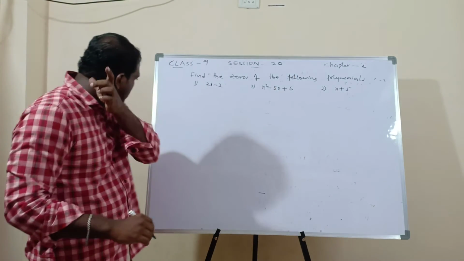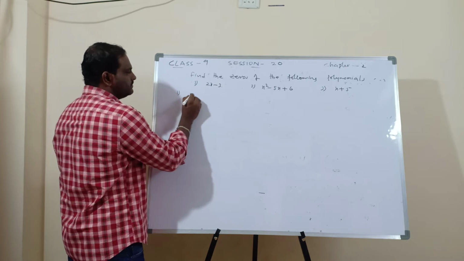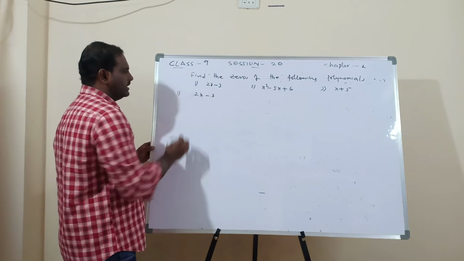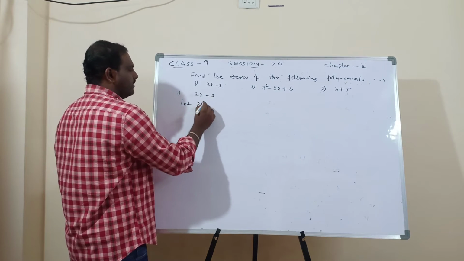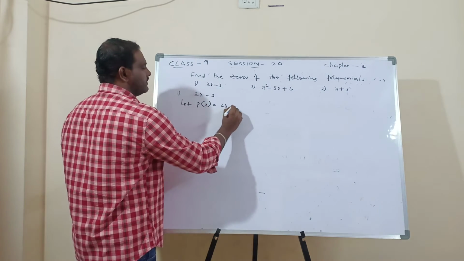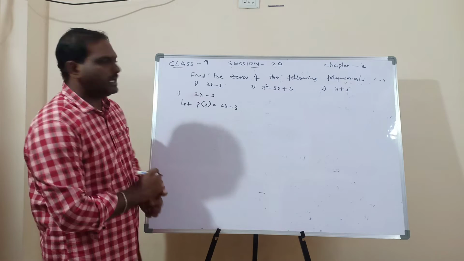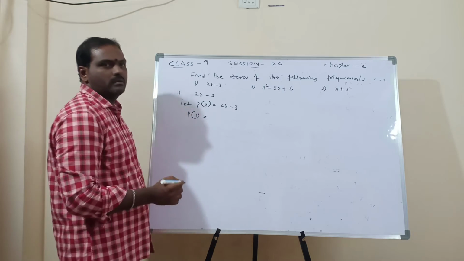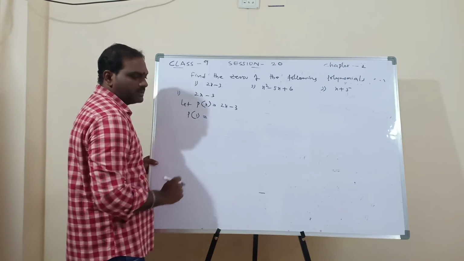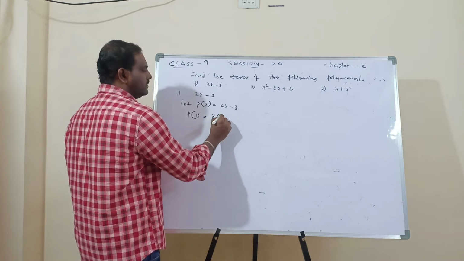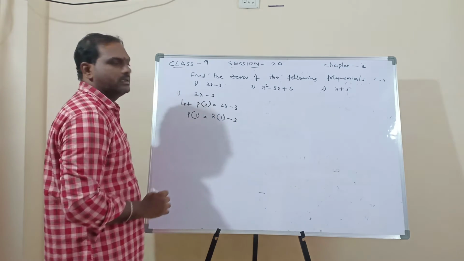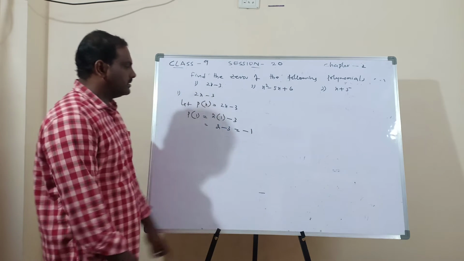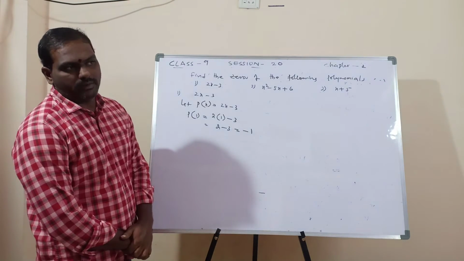Let us think about this one. So I am doing the first one, 2x minus 3. The first polynomial is 2x minus 3. So let p of x is equal to 2x minus 3. Now first what we have to find out is p of 1. What is p of 1? How much will I get? 2 into 1 minus 3. 2 minus 3. What is the value? Minus 1. So it is not a zero of the polynomial.